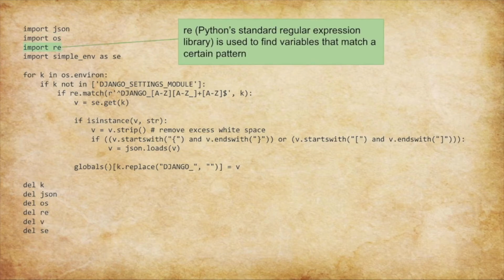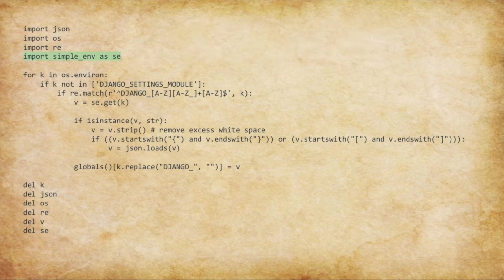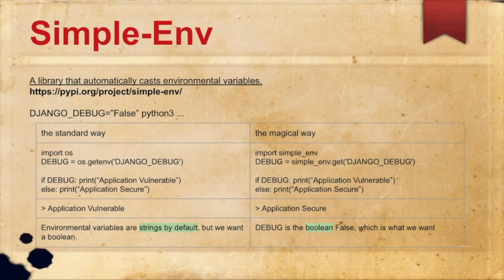We import re. We will use this library to create a regular expression to find relevant environmental variables. Here we import the open source package called Simple-Env. Simple-Env is a library that helps us read and convert environmental variables to their appropriate primitives.